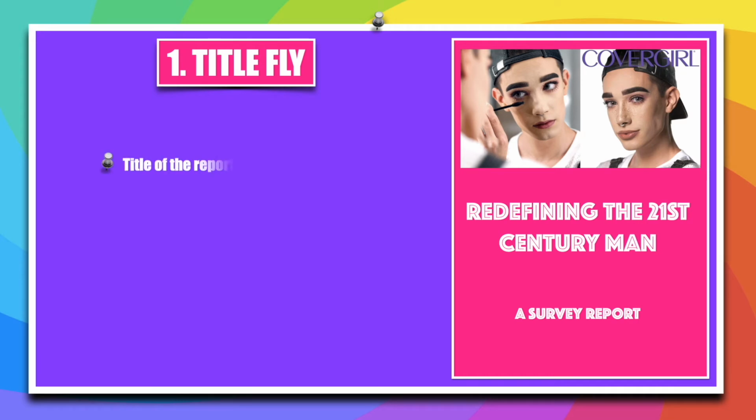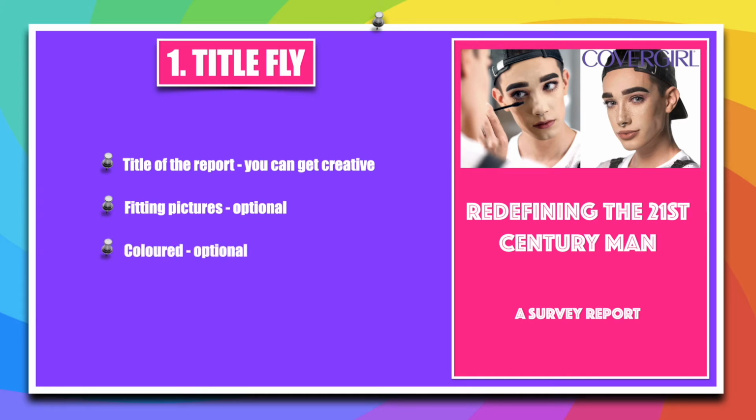Now, the title fly has the title of the report. Here you can get creative. You can use pictures on the title fly if you want to. You can also make it colorful. When you print a hard copy, the title fly is generally printed on thicker quality paper, just like the cover of any book or a paperback.